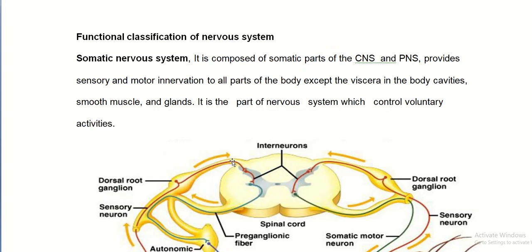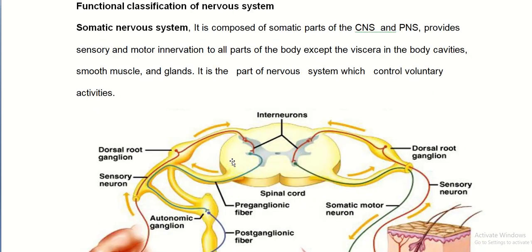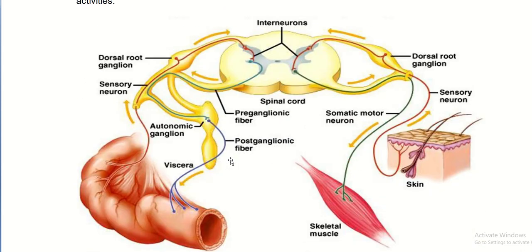Functionally, the nervous system can be classified into two types: the somatic nervous system and the autonomic nervous system. Both the somatic and autonomic nervous systems have two parts: a sensory part and a motor part. The sensory part of the somatic nervous system collects sensory information from the external world, and the motor part of the somatic nervous system innervates skeletal muscle and causes movement. So, the somatic nervous system controls voluntary functions of the body.